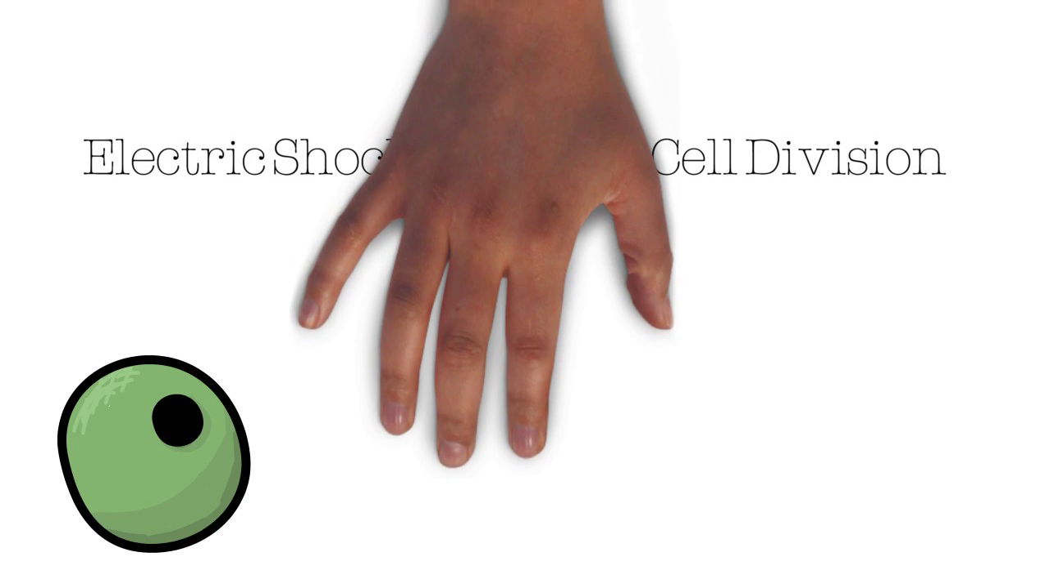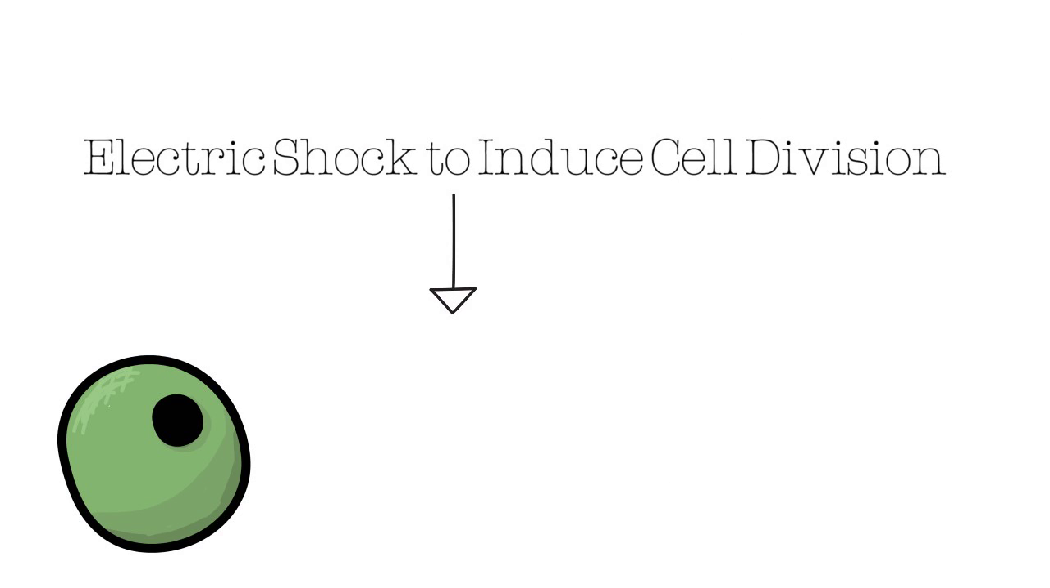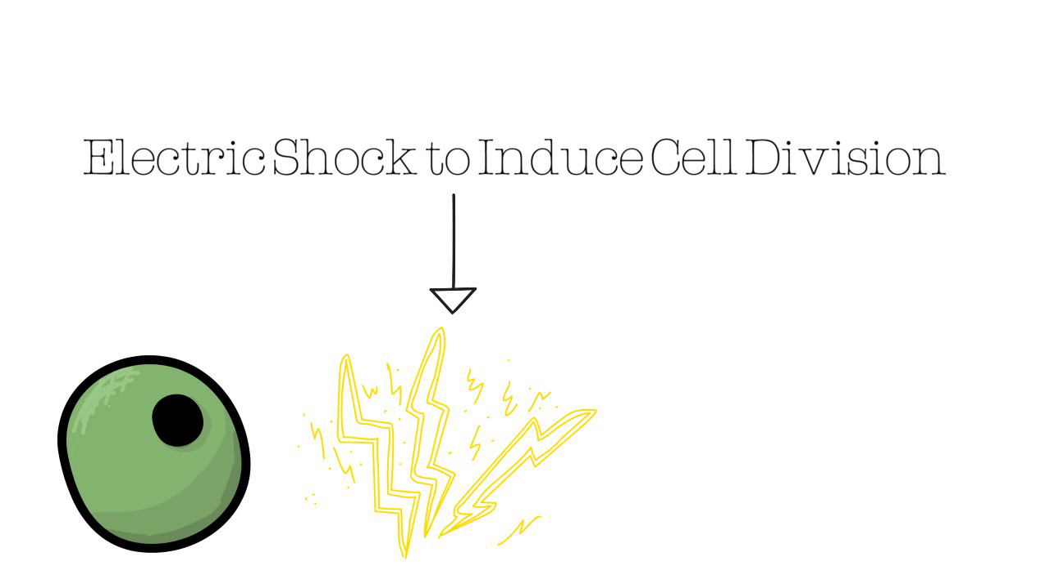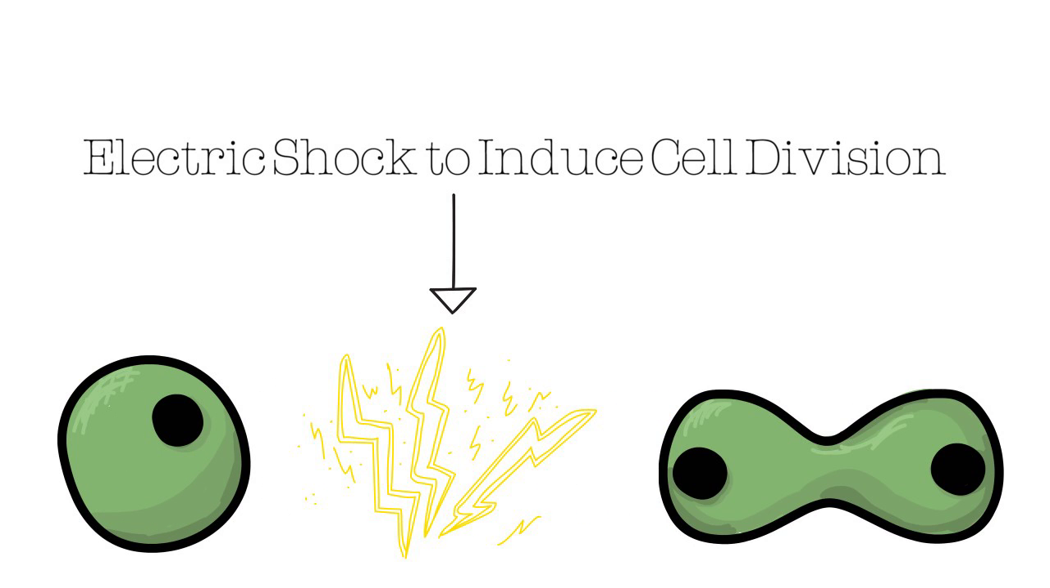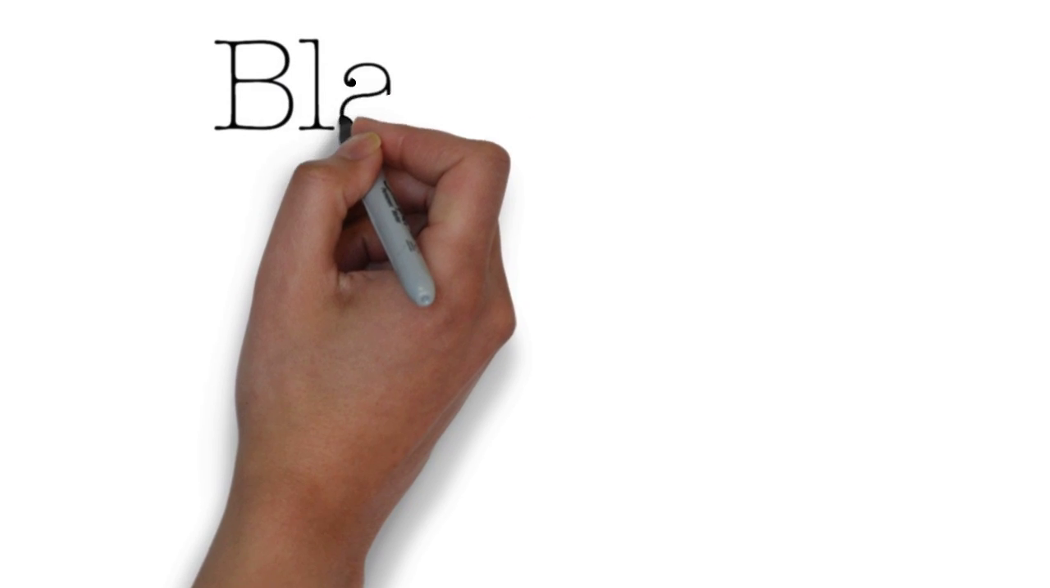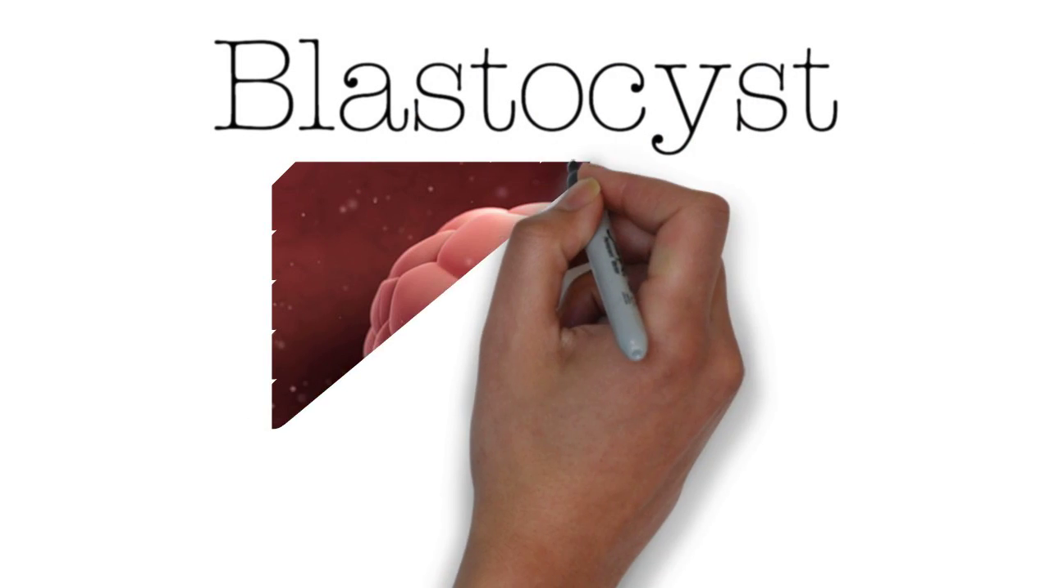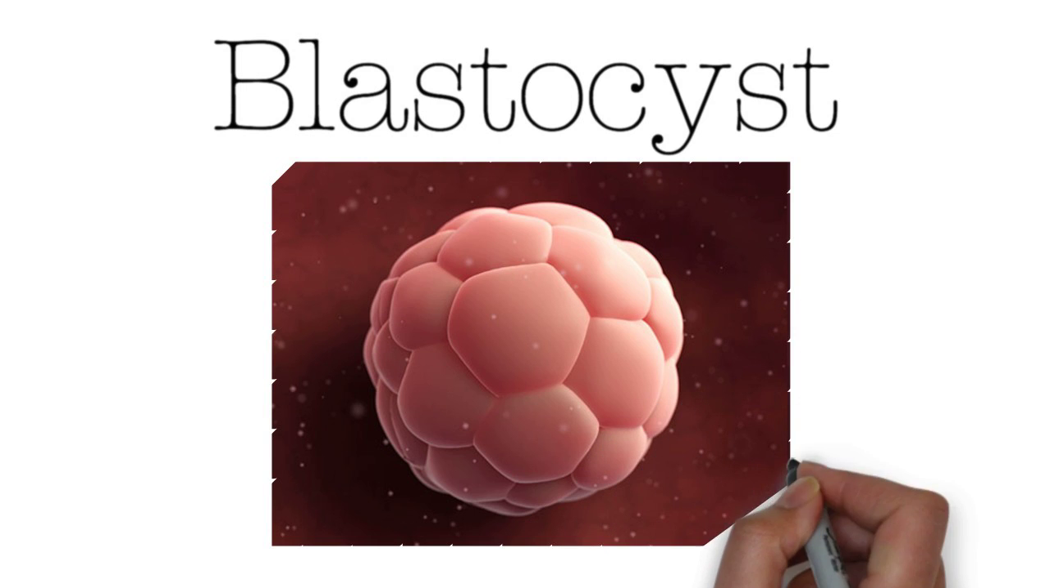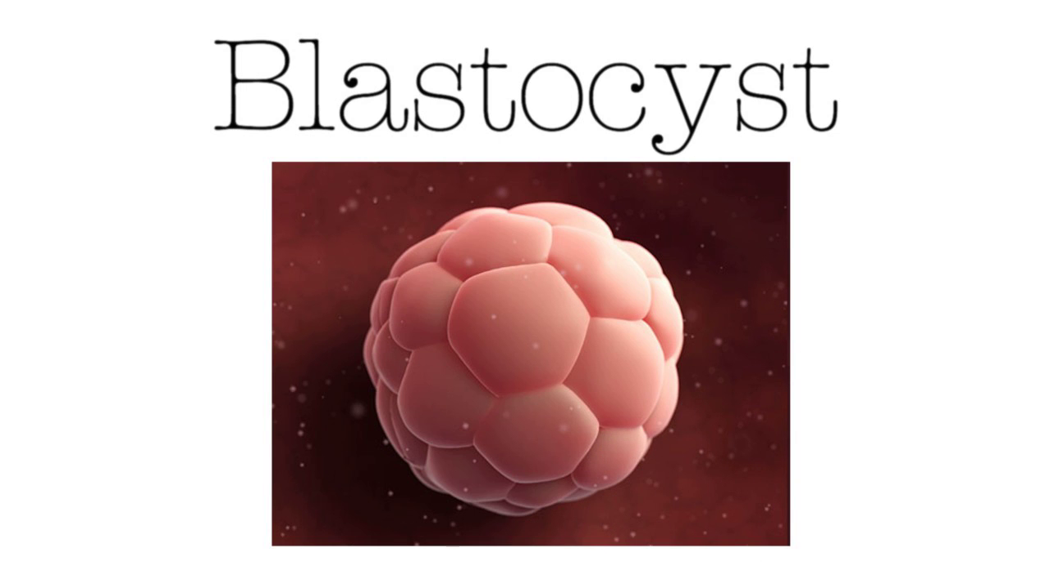Once a nucleus from a somatic cell is transplanted into an egg cell, it is stimulated with an electric current shock to induce cell division. After many divisions, this single cell forms a blastocyst, which is an early embryo made of around 100 cells, and this contains identical DNA to the original organism.